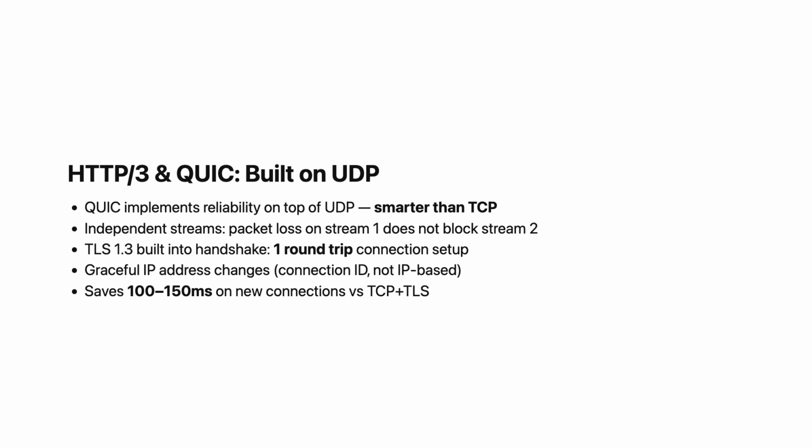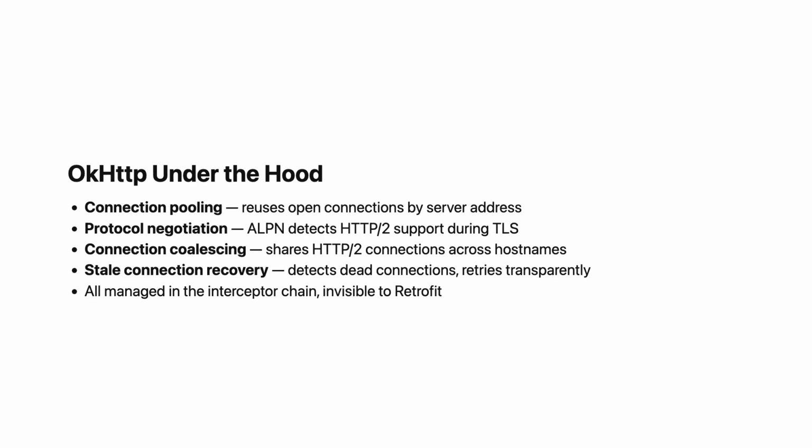OkHttp is remarkably sophisticated. Let me walk you through what it actually manages for you. First, connection pooling. It maintains a pool of open connections indexed by server address. When you make a request, it checks the pool first. Second, protocol negotiation. During the TLS handshake, OkHttp uses ALPN, application layer protocol negotiation, to determine whether the server supports HTTP/2. If so, it upgrades automatically.